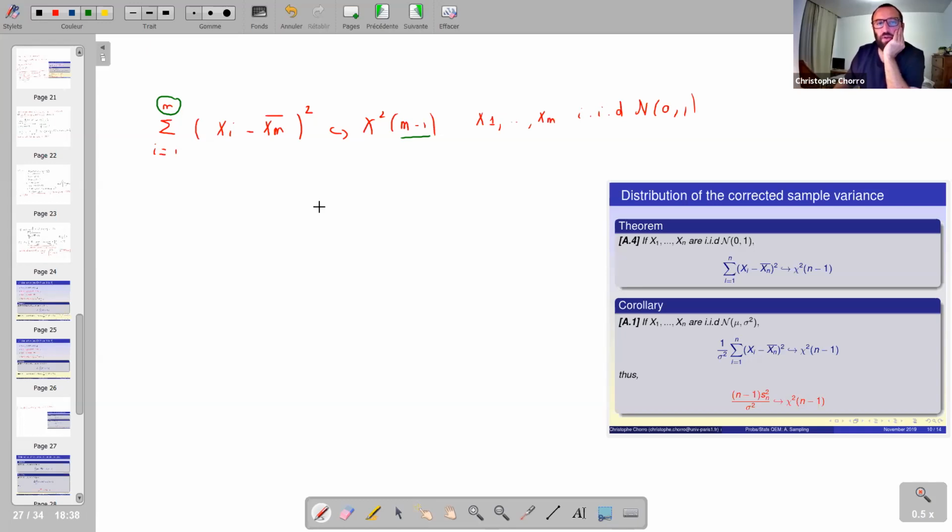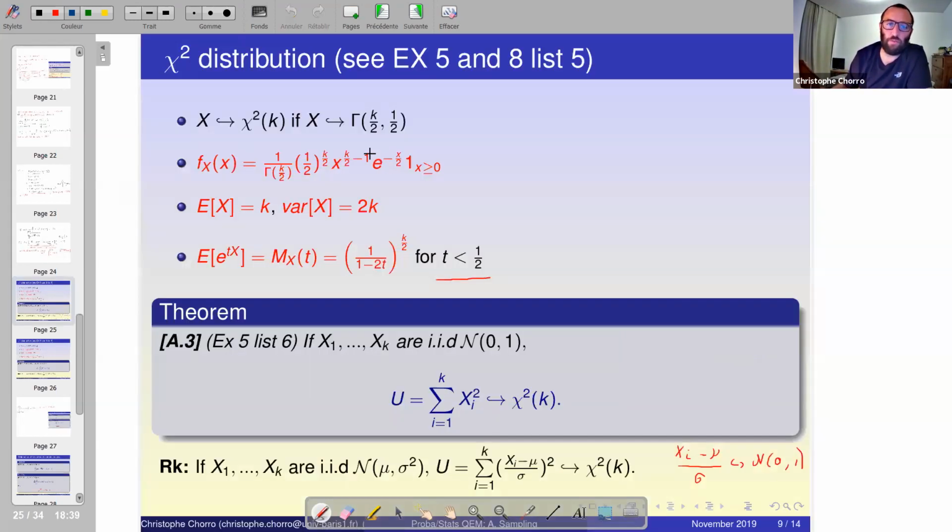So the way we are going to do it is the following. Proof of theorem A4. And of course, you have a complicated density function for the chi-square, so we are mainly going to use what we know about the moment generating function of the chi-square distribution.